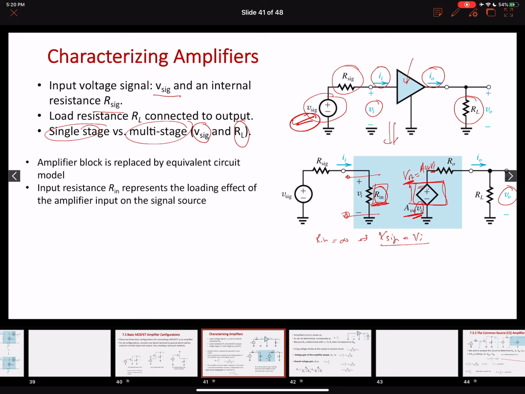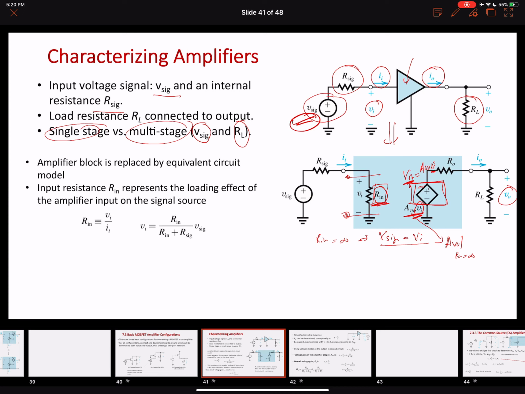And Avo. So what is Avo? If you remember Avo from the earlier lectures, Avo is the open loop gain. There's no feedback involved over here. Open loop gain means that our load resistance is infinite. So this is the gain of the amplifier when the load resistance RL equals infinity. We are going to talk more about this as well.